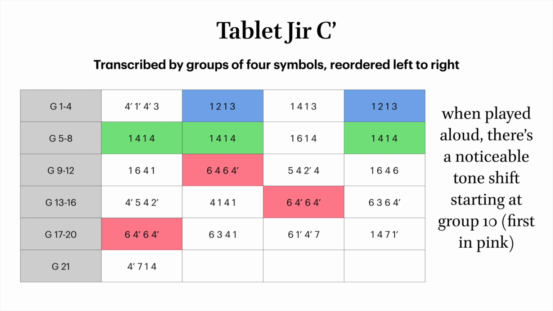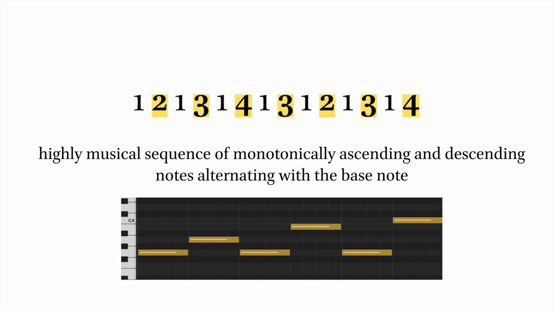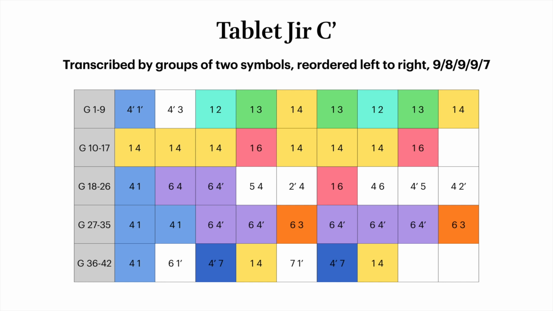Here's another boring chart where I have colorized identical groups of 4 notes. I decided to treat 4 and 4 prime as the same for the colorization purposes. The only really interesting thing here is that at the first pink group, the song noticeably changes tone. More interesting is this highly musical sequence of monotonically ascending and descending notes alternating with the bass tone. So like 1-2, 1-3, 1-4, 1-3, 1-2, so on and so forth. Here's another colorized view broken down into groups of two notes that I think best shows the structure of this song.